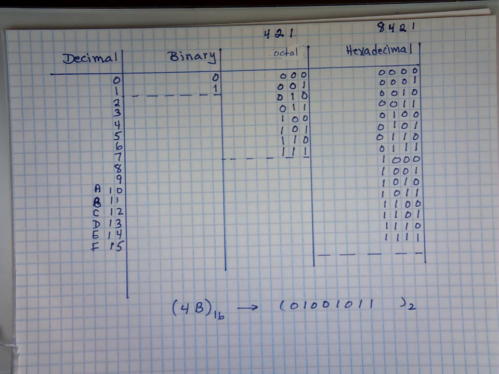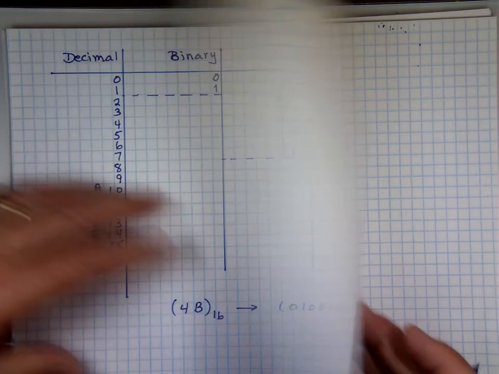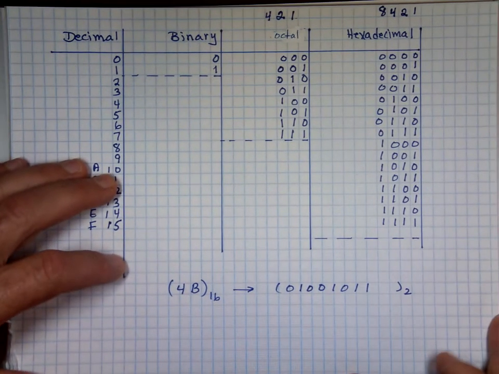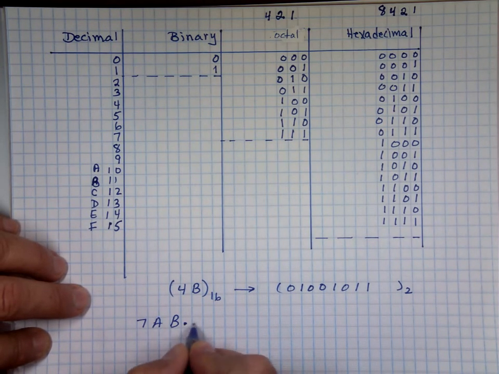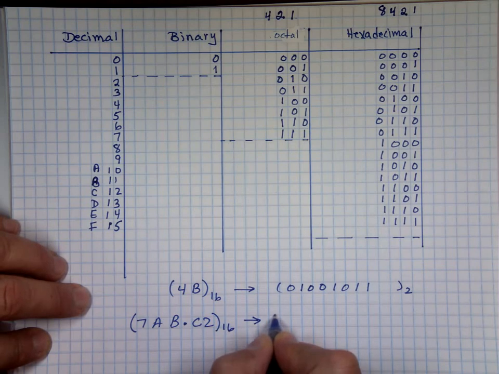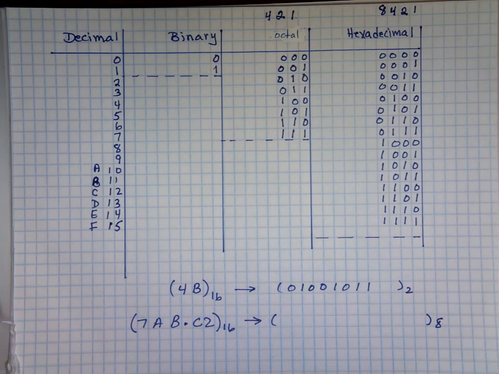Watch how quick I'm going to do some of these. I'm almost done. I'll do one on this page while it's here. 7A.BC2, base 16, and I want to change that to base 8. Notice my space here. See that? Not much.